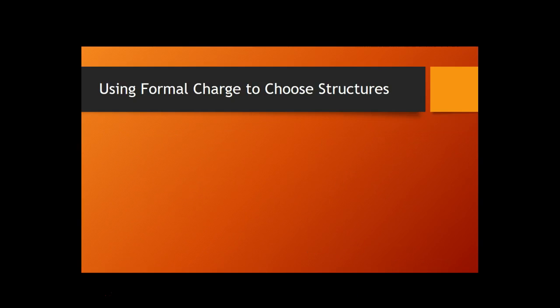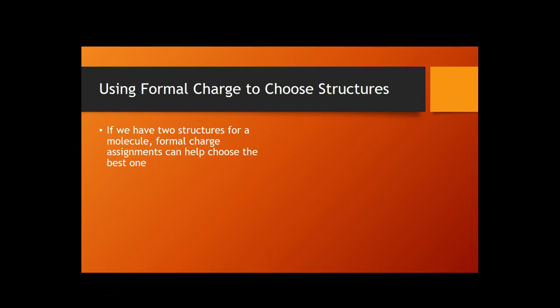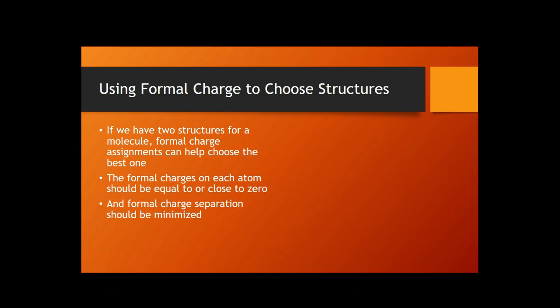Now, how can we use formal charge to choose a structure if we have two possibilities? Well, let's do an easy one. Formal charge assignments can help us choose the best one. First, the formal charges on each atom should be equal to or close to 0. And formal charge separation should be minimized, and of course the overall molecule should have a charge of 0, or if it's an ion, it should have a total charge equal to the ionic charge.